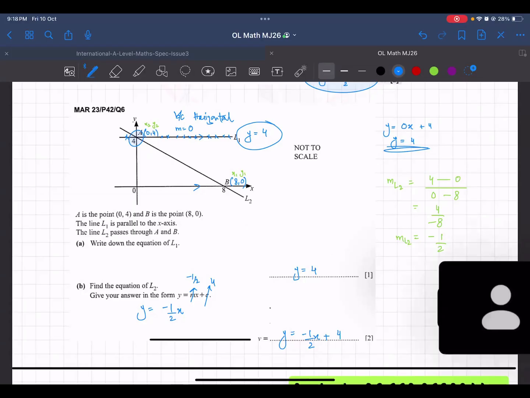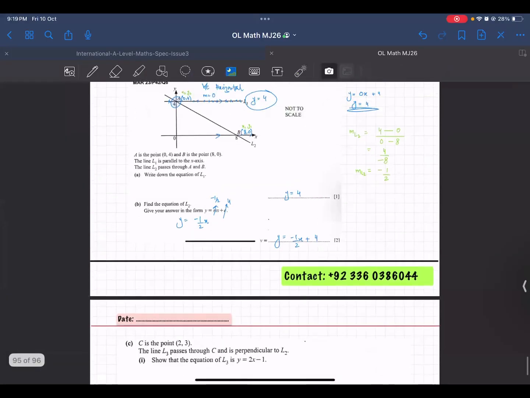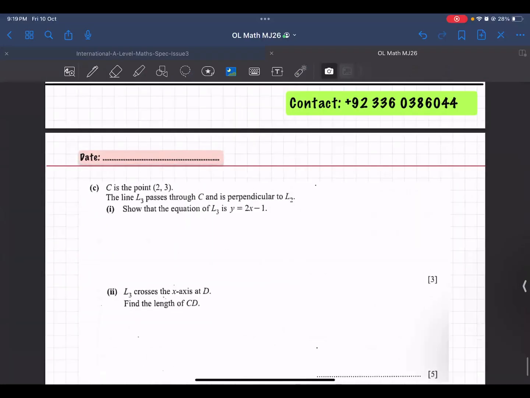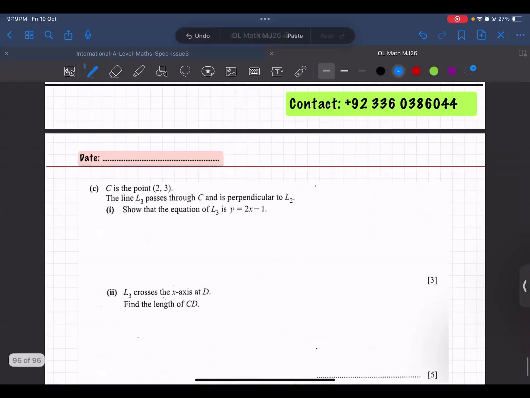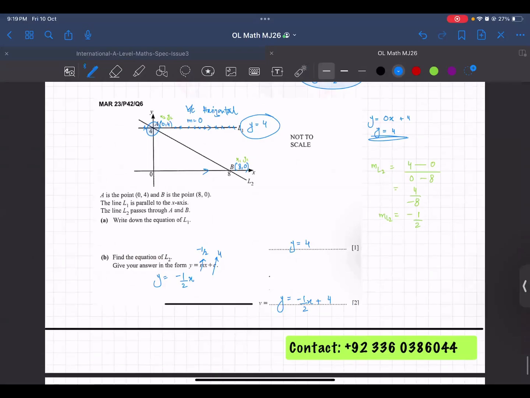Because it is horizontal. Now they have given you another point C, (2, 3). The line L3 passes through C and is perpendicular to L2. So we know the gradient of L2. The gradient of L2 was negative 1 upon 2. We found it in the previous part.